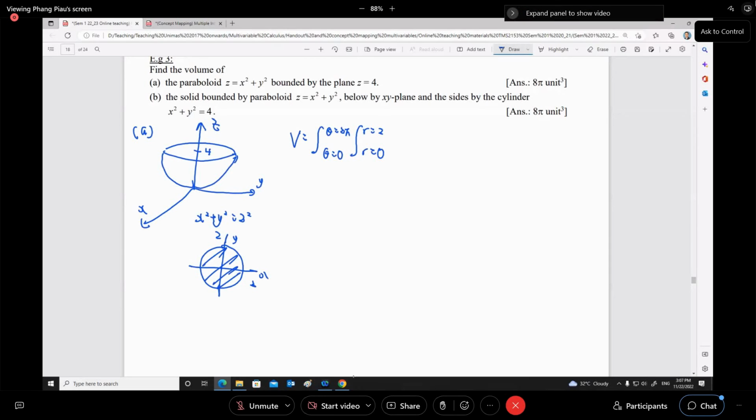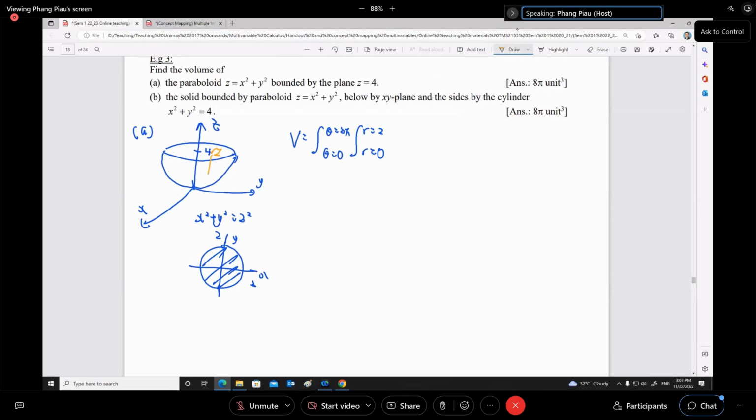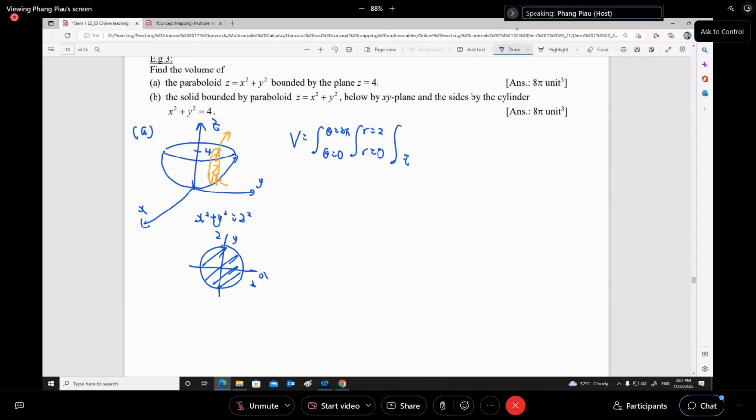So for z, you may use what you call a 3D stripe to help you. You see here, enter here, leave here. So enter at this, which is this one, and leave at z equal to 4, which is this one. You can write here z is from x power 2 plus y power 2 to z equal to 4. Then you integrate with respect to z, r dz dr d theta.